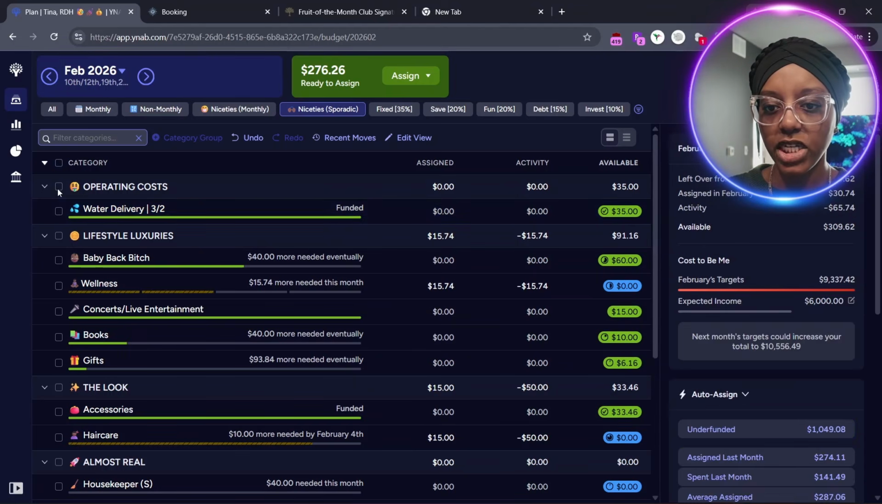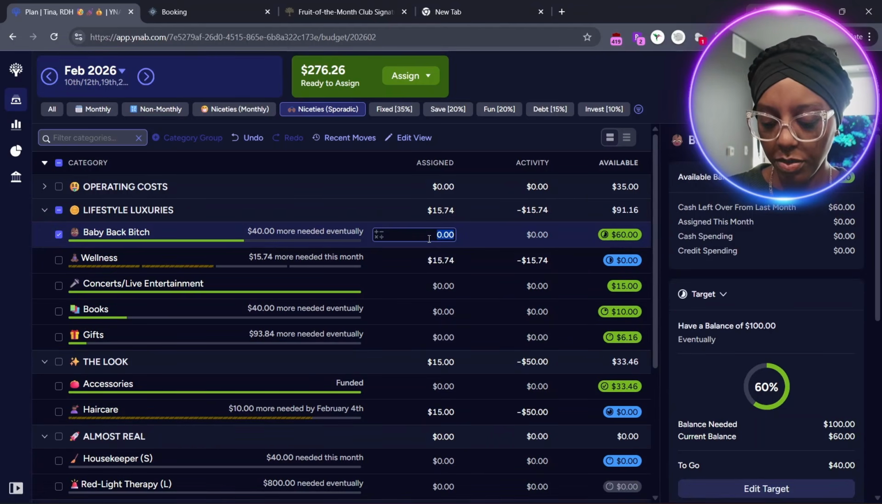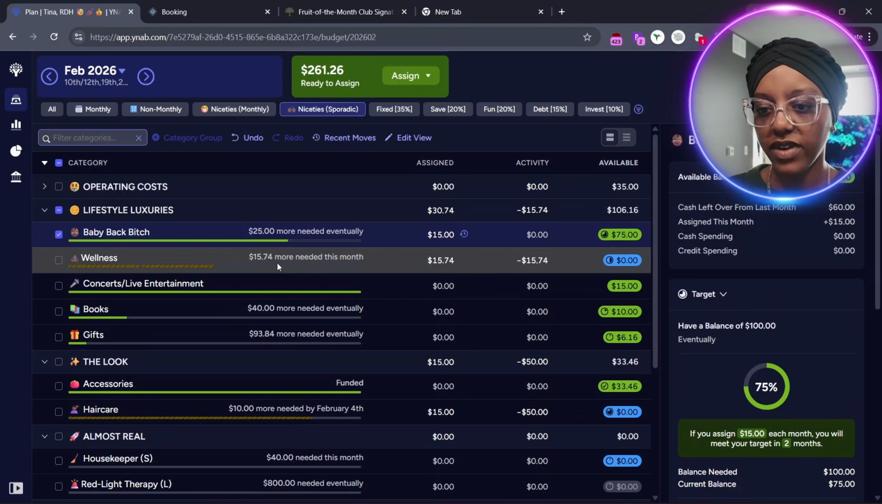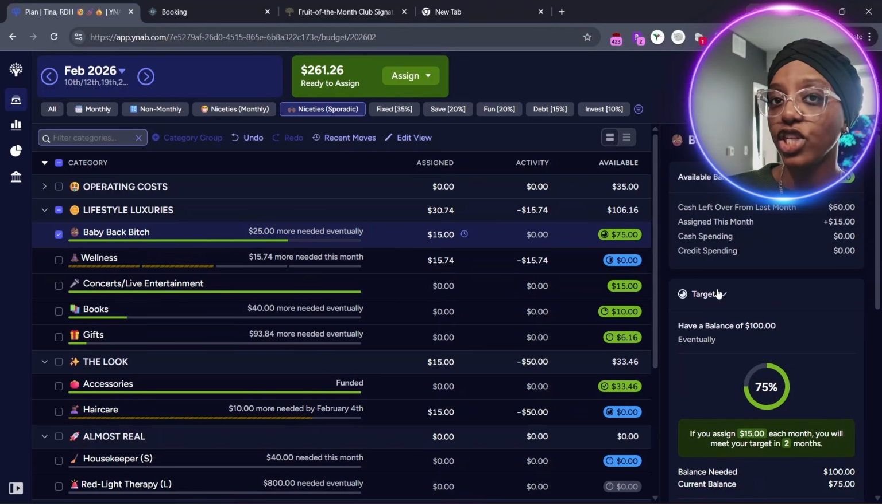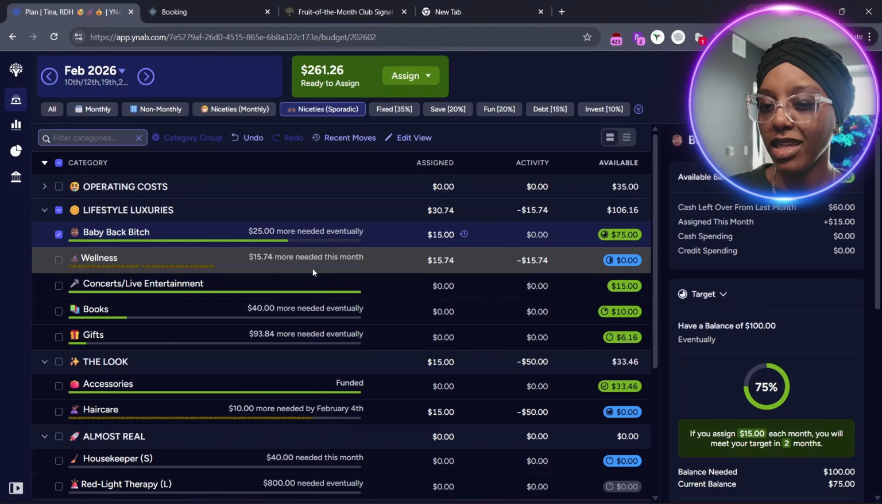Baby back beach, $60. That's nice. I'll put $15 to make it 75. Wellness, I still want to buy those dumbbells. There are actually 2 ads on Craigslist that I saw. One of them was $170. The other one was $250. I could also buy some that are new for $264. So in the event that the $170 option is gone, I'm just going to buy some new ones.